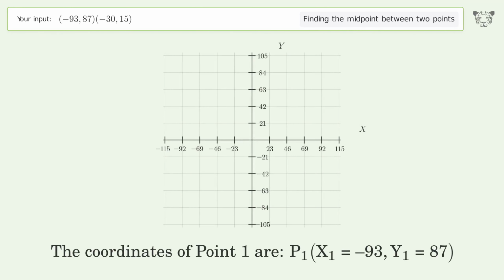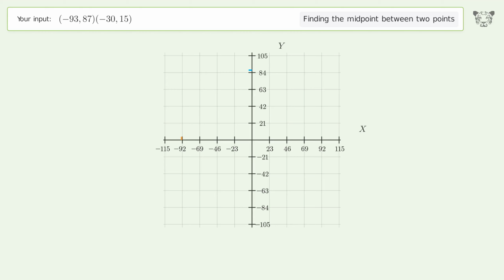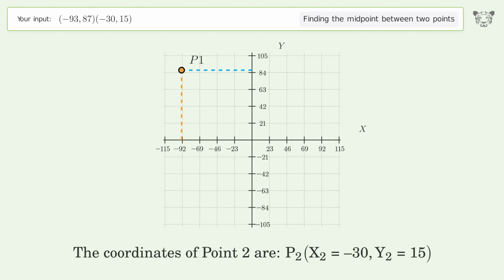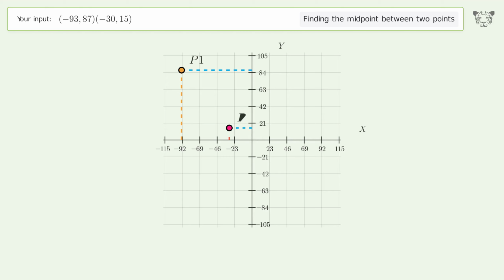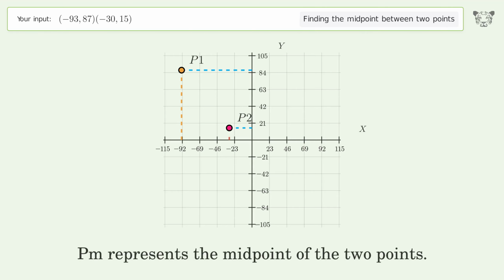The coordinates of point 1 are, x1 equals negative 93, y1 equals 87. The coordinates of point 2 are, x2 equals negative 30, y2 equals 15. PM represents the midpoint of the 2 points.